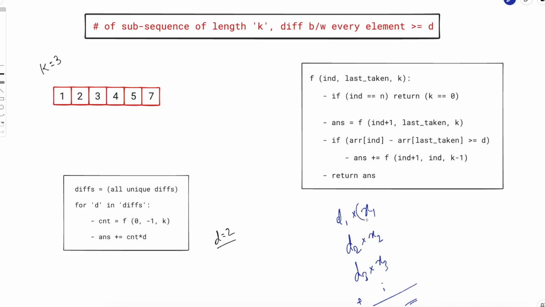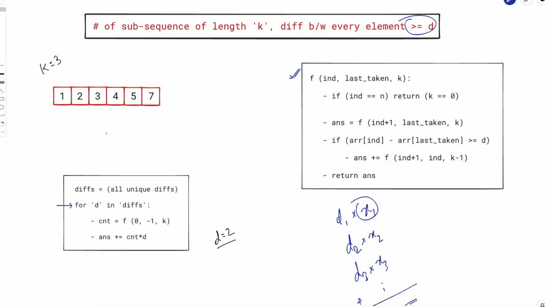Now to figure out x1, you have this function, right? You can simply say for a single d how to figure out the number of subsequences of length k such that the difference between every element is greater than or equal to d, right? And now you can say that, okay, I will simply figure out all the unique diffs between the elements of the array. How to do that? Just do an n square loop and figure out the diffs between every pair of elements of this array. So 1 minus 2, 1 minus 3, 1 minus 4, 1 minus 5, 1 minus 7, 2 minus 2, 2 minus 4, 2 minus 5, 2 minus 7, and so on and so forth.